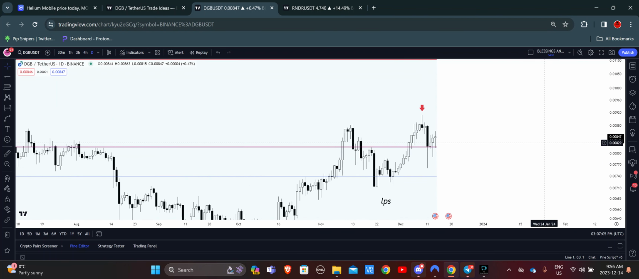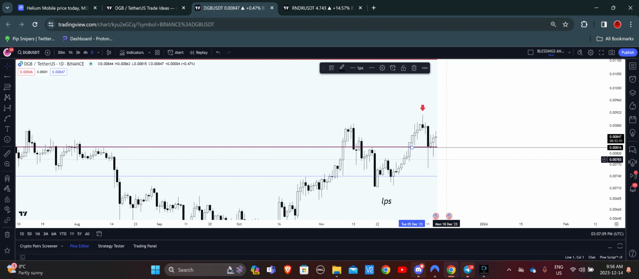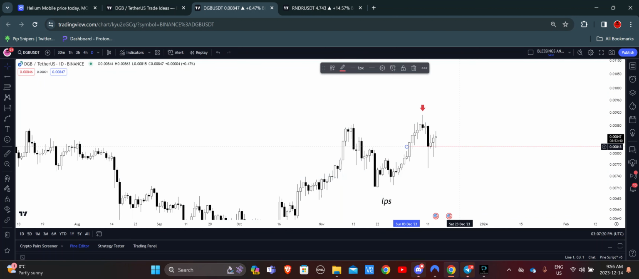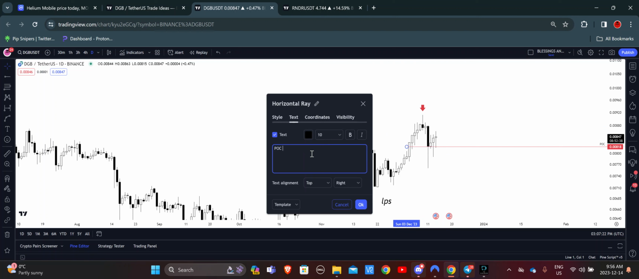Okay? And it's good because right now we see we're forming a base above it. Okay, we're forming a base above it. When the price is above the point of control, that is bullish. So this is called your POC, or your most traded volume.